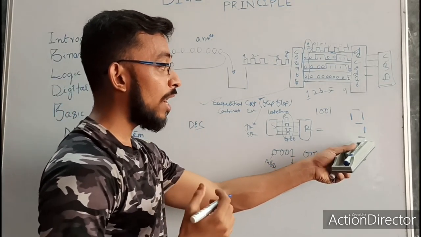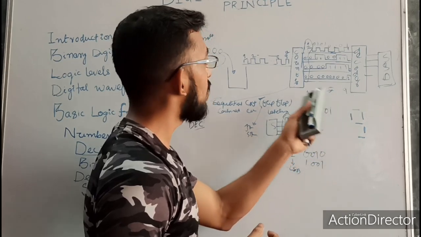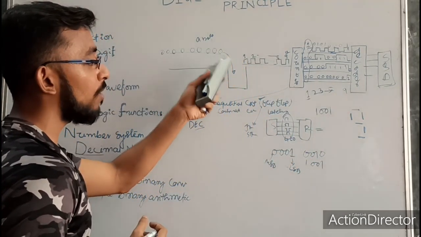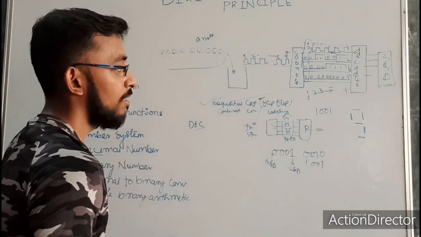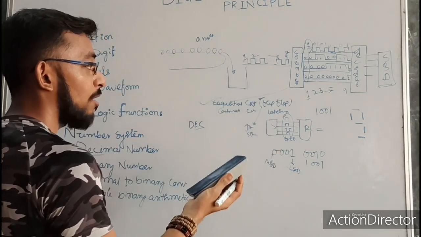You see, this is how we are counting. So when 1001 is coming, we are counting 9. So you can see the 9 number of balls are there. So maximum, I'm getting 9. Okay, this is one small example of how binary numbers are counted.